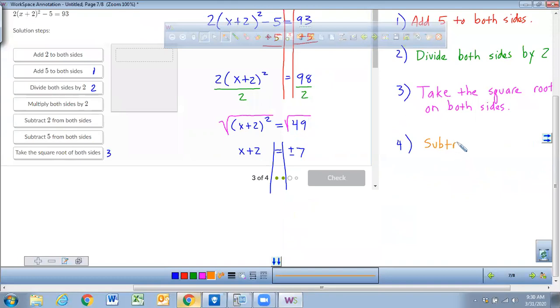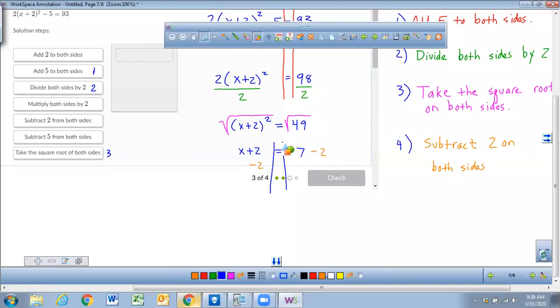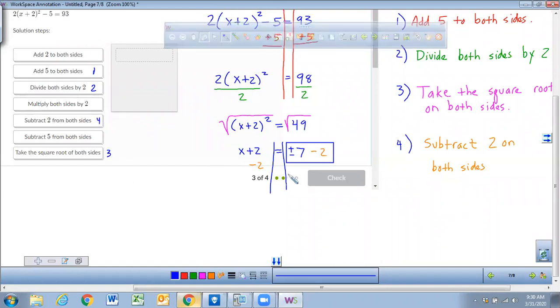Subtract 2 on both sides. So we're going to take away a 2. And my goodness, how do we take away a 2 from this? I'll show you how to go from this to your answer. So here we go. This is step number 4. It says subtract 2 from both sides. That's step number 4. And that's basically all I'm going to do, is get them in the correct order.